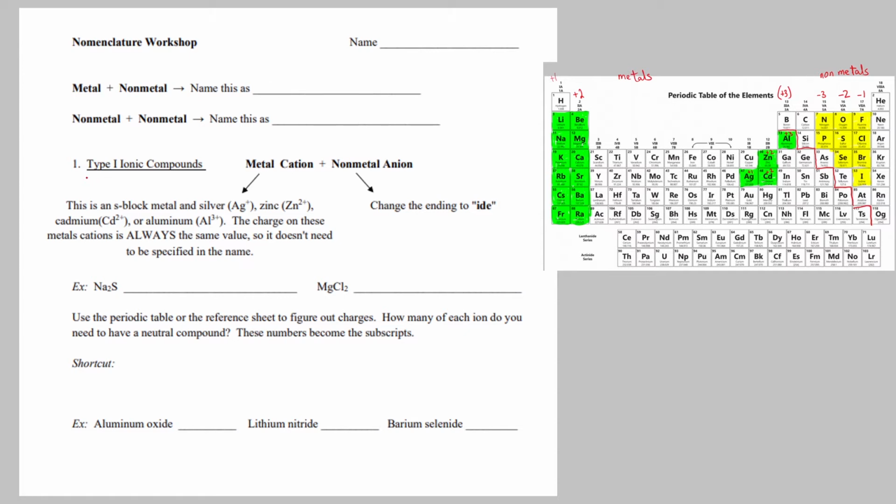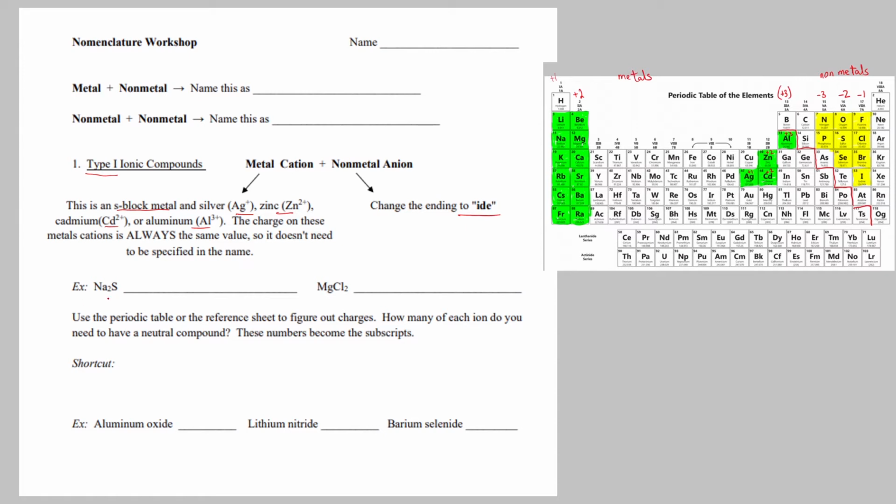Ionic compounds are divided into type 1 and type 2 ionic compounds. Type 1 ionic compounds are the compounds with a metal cation and a non-metal anion. The metal cation in these compounds is from an S-block metal, and it can also be silver, zinc, cadmium, and aluminum. Remember, all these elements are metals with a fixed charge. They always show the charges that we have identified in this table, you can see. Since they always have the same charge, it doesn't need to be specified in the name. For the non-metal anion, we change the ending to IDE.